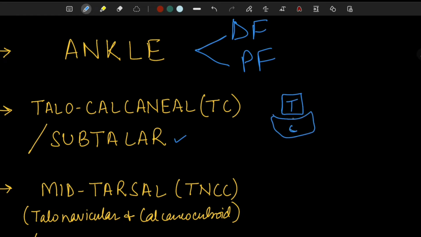The talus sits on the calcaneum, and the foot will lead to the inversion and eversion of the foot. Inversion is towards the midline and eversion is away from the midline.